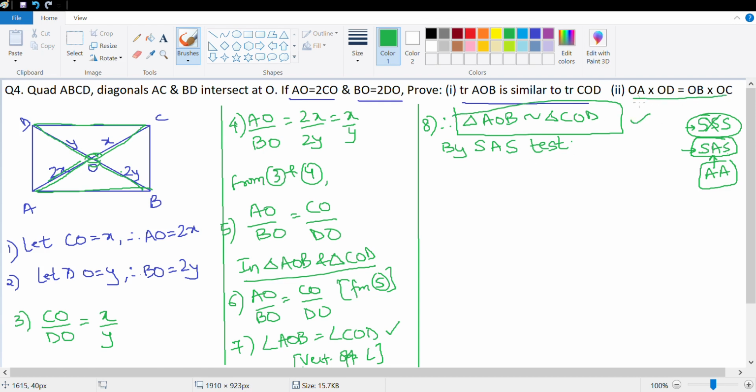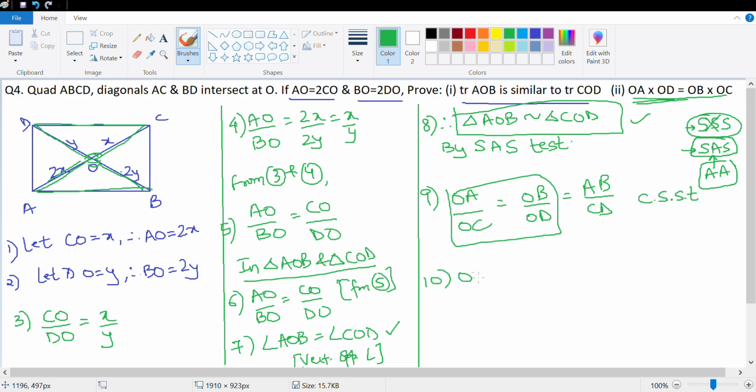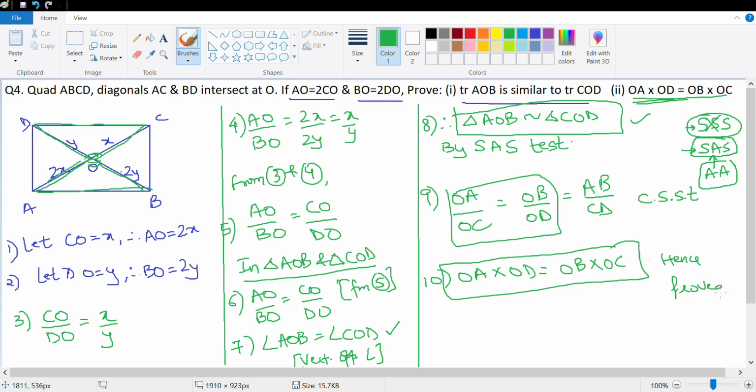Next, OA into OD. Let's look at the corresponding sides which will be in proportion. If I take OA upon OC is equal to OB upon OD is equal to AB upon CD. These are corresponding sides of similar triangles, which are in proportion. We need to look at OA and OD. So if I look at these two, it will give me OA multiplied with OD is equal to OB multiplied with OC. This is the second part that they wanted us to prove. So hence proved. Done. So we've done a question which had side angle side.